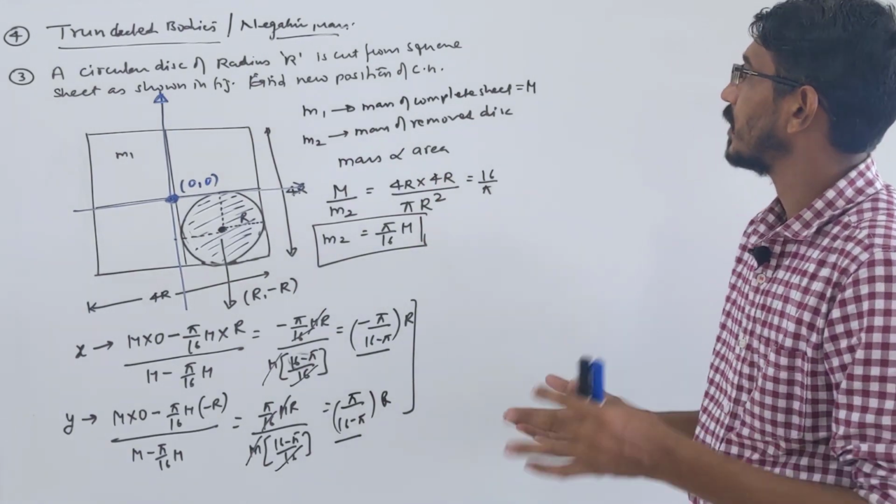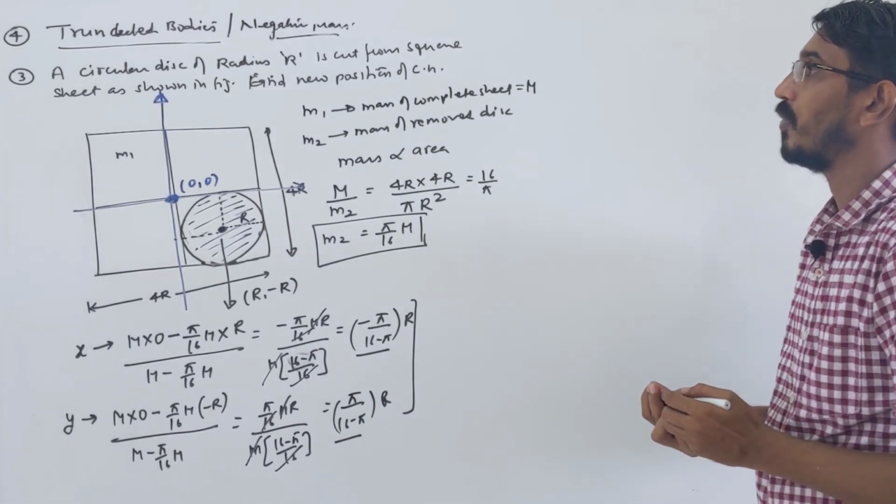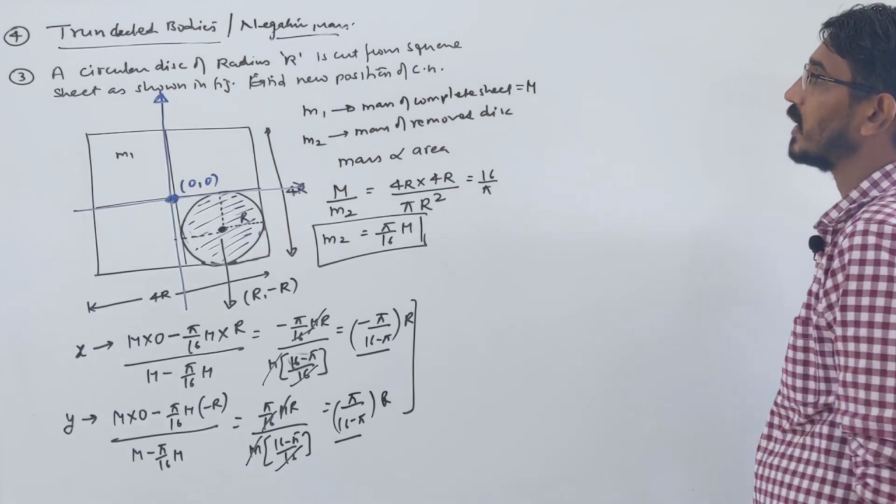So these are the problems based on our negative mass concept. This is the fourth type of question we have done. Now let's move to the next problems.